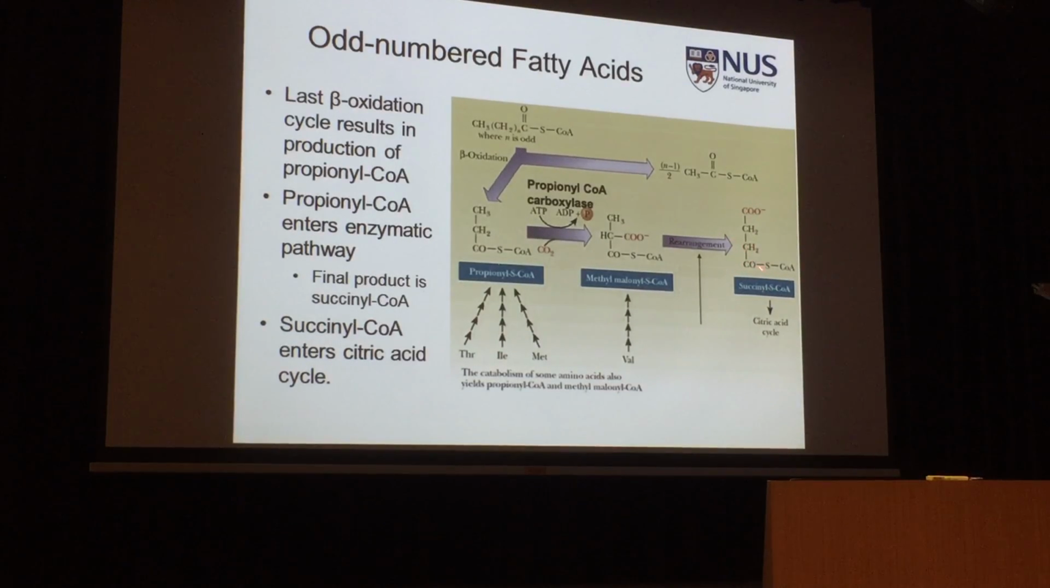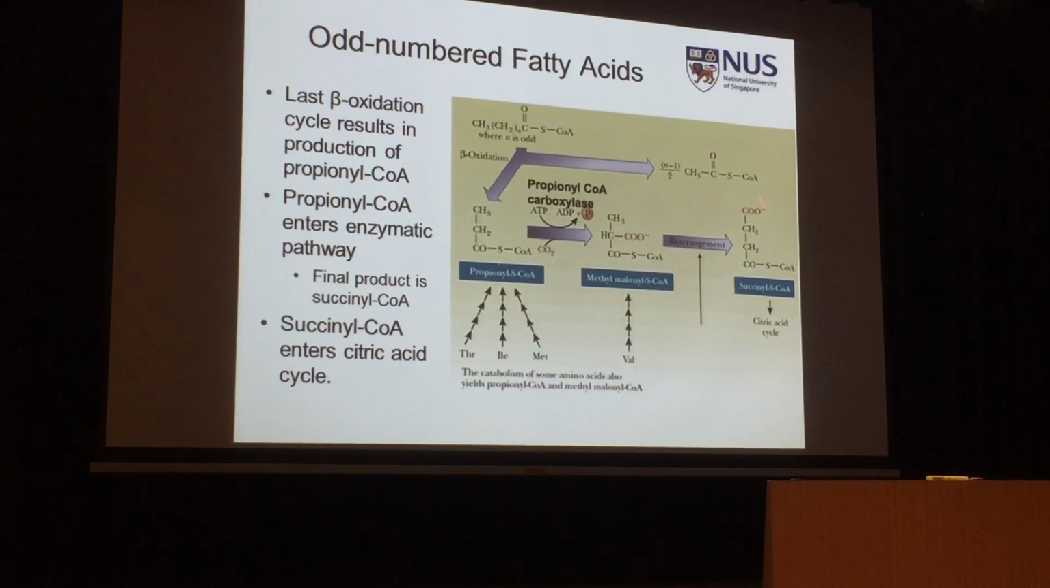We said that succinic acid is a symmetrical molecule. Succinic acid is COO, CH2, CH2, COO, but with a CoA at the end, that is succinyl-CoA. Sounds familiar, right? Succinyl-CoA will then enter the citric acid cycle and participate in substrate level phosphorylation.